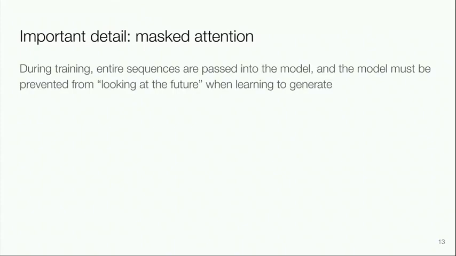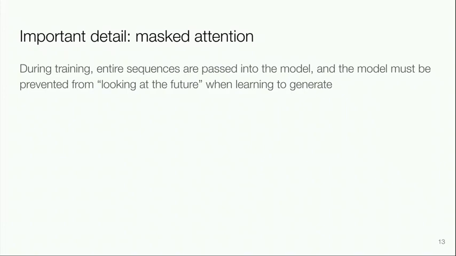So during training, entire sequences are passed into the model, and the model must be prevented from, quote, looking into the future when learning how to generate. Imagine if I feed in a whole sequence like y_0 through y_{t-1} as input, and then I ask the decoder to generate y_1 through y_t. So it's basically learning how to predict all these next words. If I didn't do anything special, it could just learn something like, copy y_1 from the y_1 in the input, and copy y_2 from y_2 in the input, and so on and so forth. It's just learned something really, really dumb.